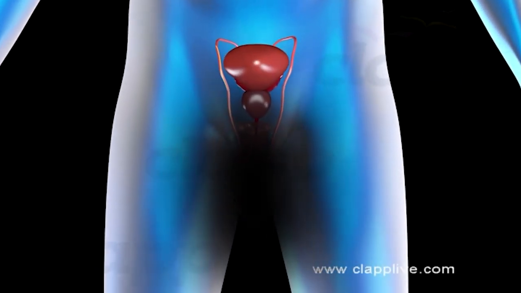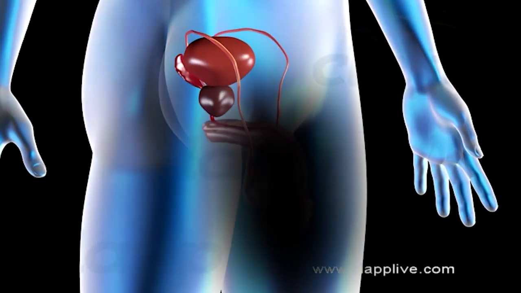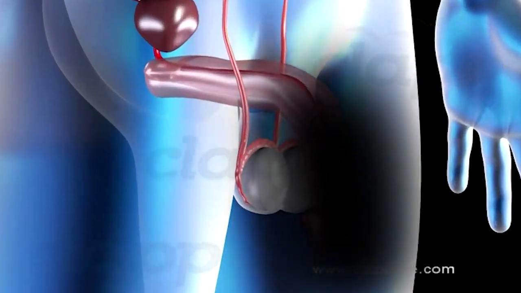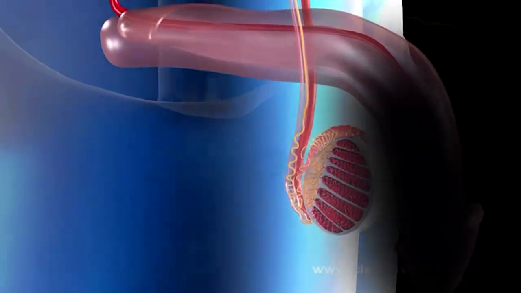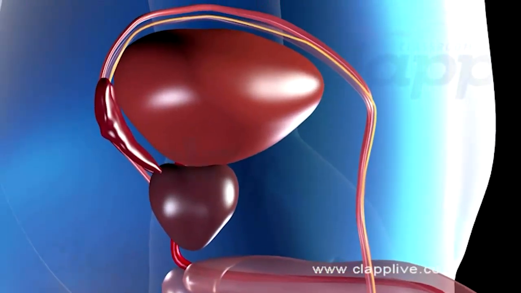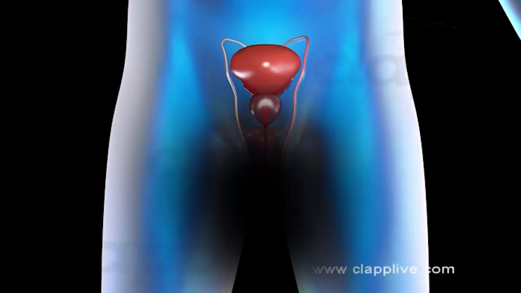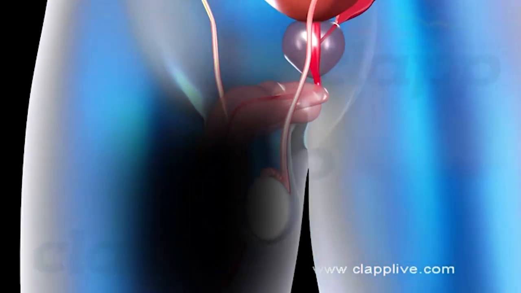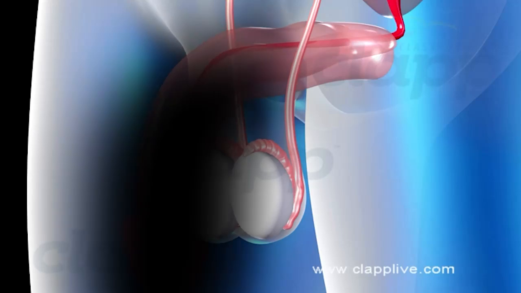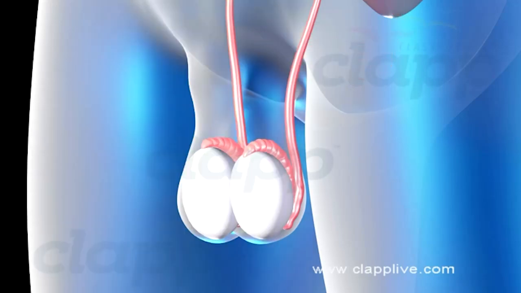Male reproductive system. The male reproductive system is located in the pelvic region. It consists of a pair of testes, accessory ducts, accessory glands, and external genitalia. Testes are the primary sex organ of male and suspended in the scrotal sacs.